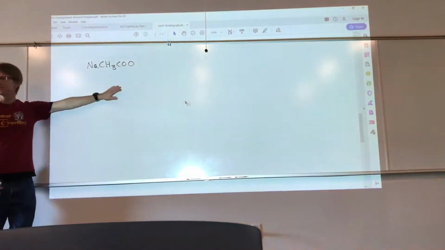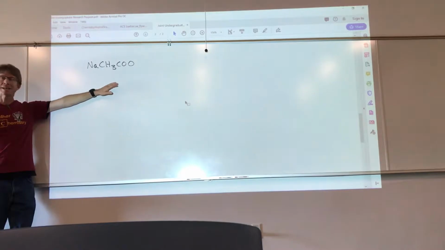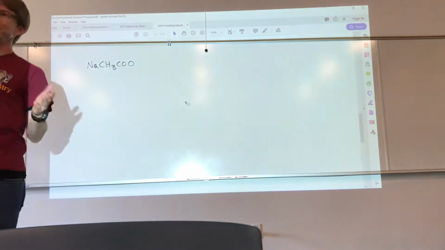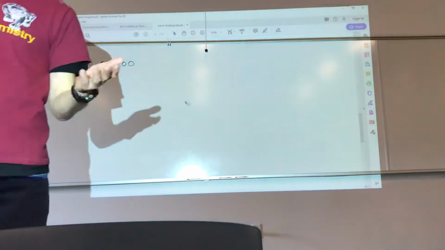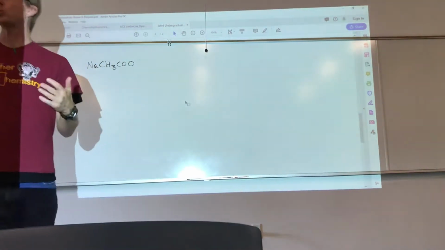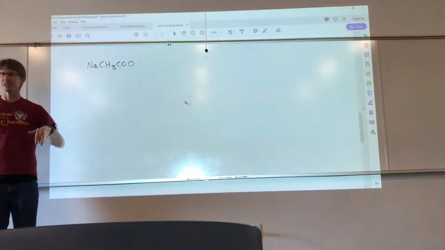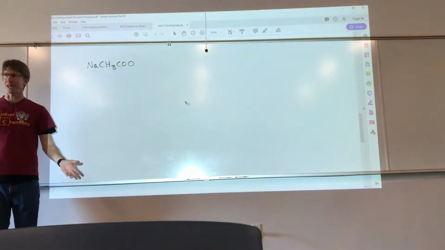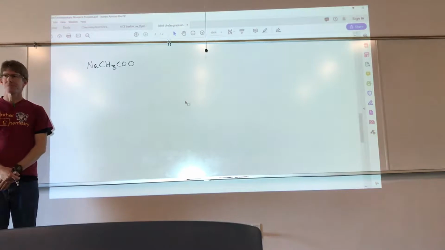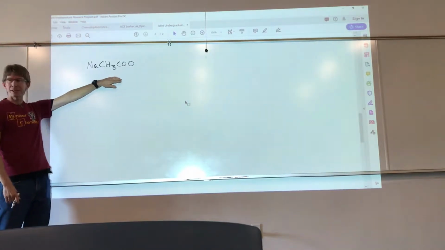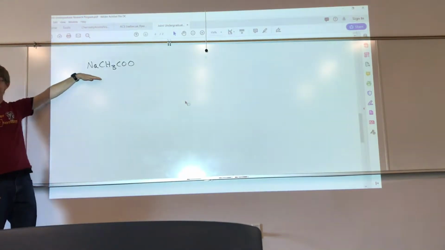I'll take the compound sodium acetate, and I can ask you a number of questions about this compound. The first question would be, if you dissolve sodium acetate in solution, will the pH be greater than, less than, or equal to 7? Can anybody tell me the answer to that? David? Less than? Less than 7 would indicate that one of these is an acid, right?